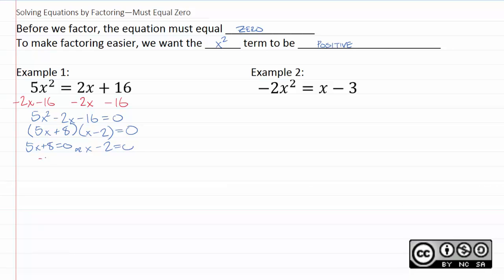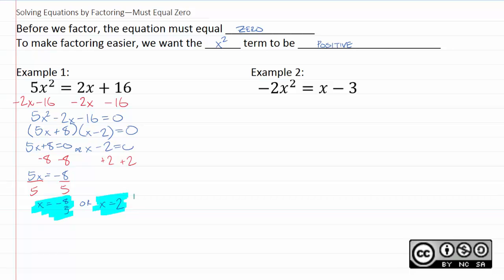To solve, I'll subtract 8 from both sides, and I get 5x equals negative 8. Then I'll just divide by 5, and we get that x equals negative 8/5. But there's something else that x can be too. If x minus 2 equals 0, I add 2 to both sides, and I get x equals 2. And so now I have both of my two possible answers, negative 8/5 or 2.